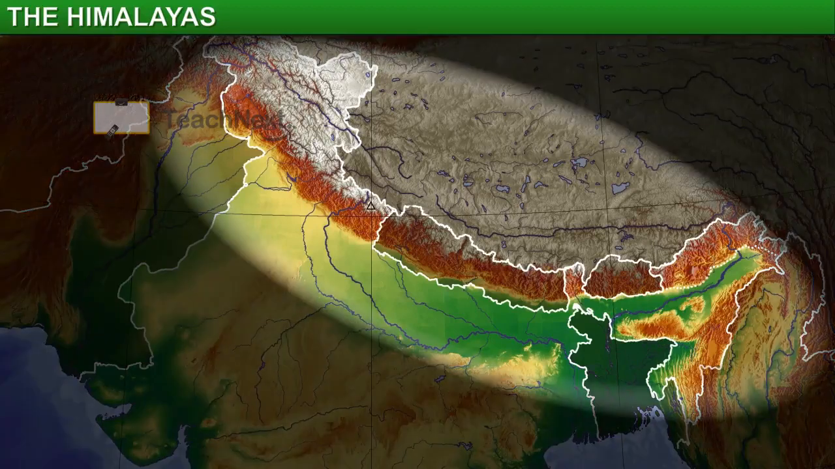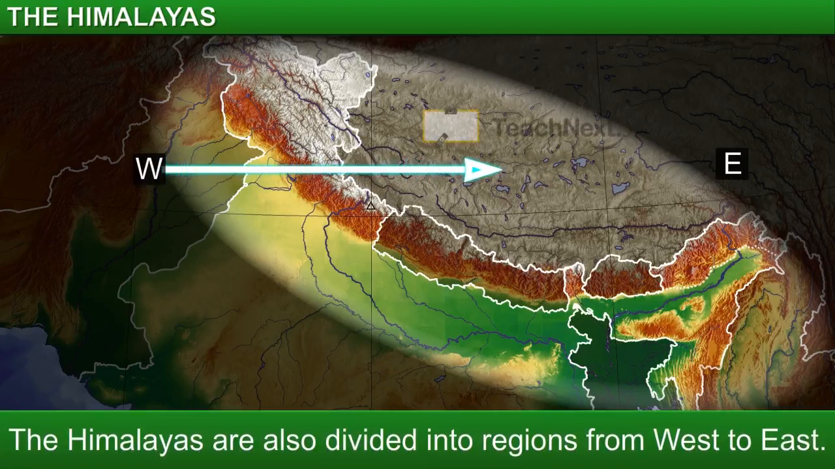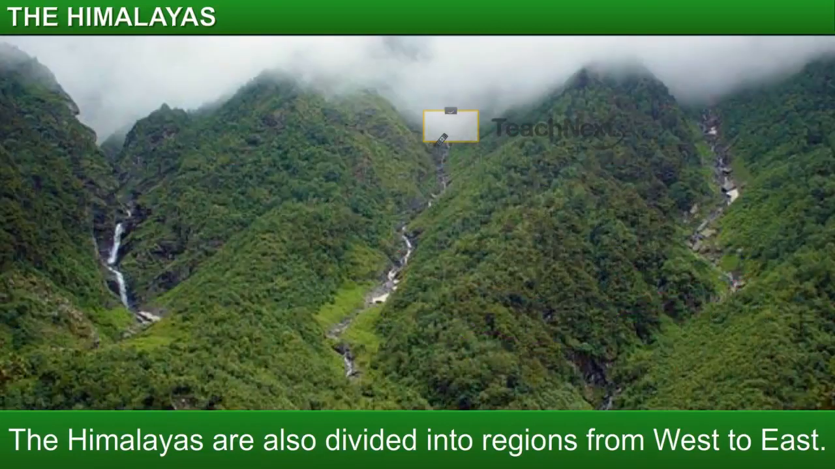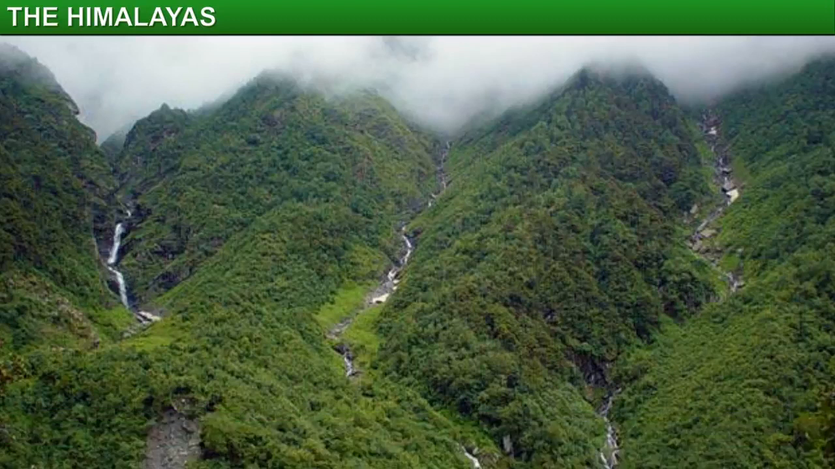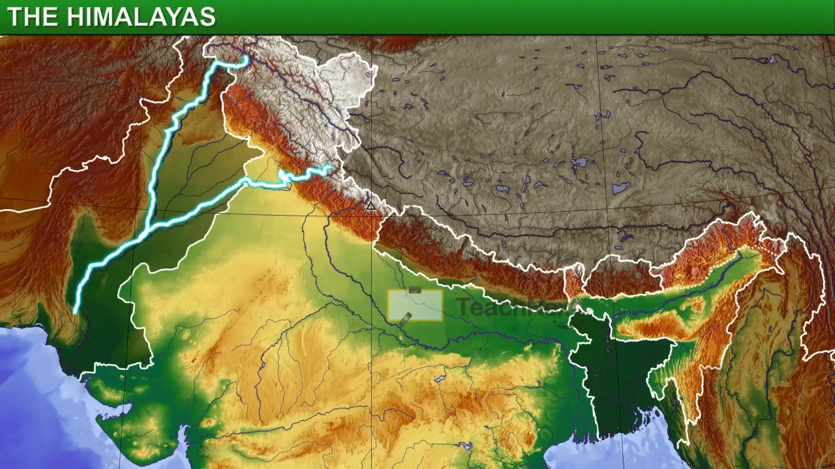We just looked at the longitudinal divisions of the Himalayas. The Himalayas are also divided into regions from west to east. You can make out these regions if you look at the demarcations between river valleys. Let's look at some examples of these divisions.